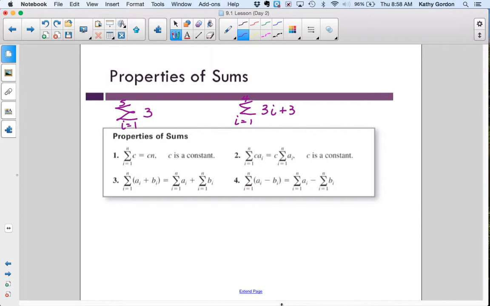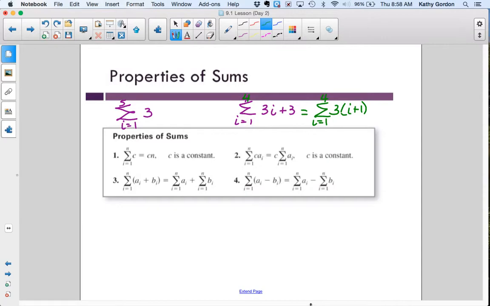Yes. Let me change color here so it doesn't blend in so much. There you go. So you could rewrite this as 3 times i plus 1. My brain's just not working today. Sorry, guys. Still on sick day mode. There we go. So we have this constant 3 that we could maybe pull out of that function.